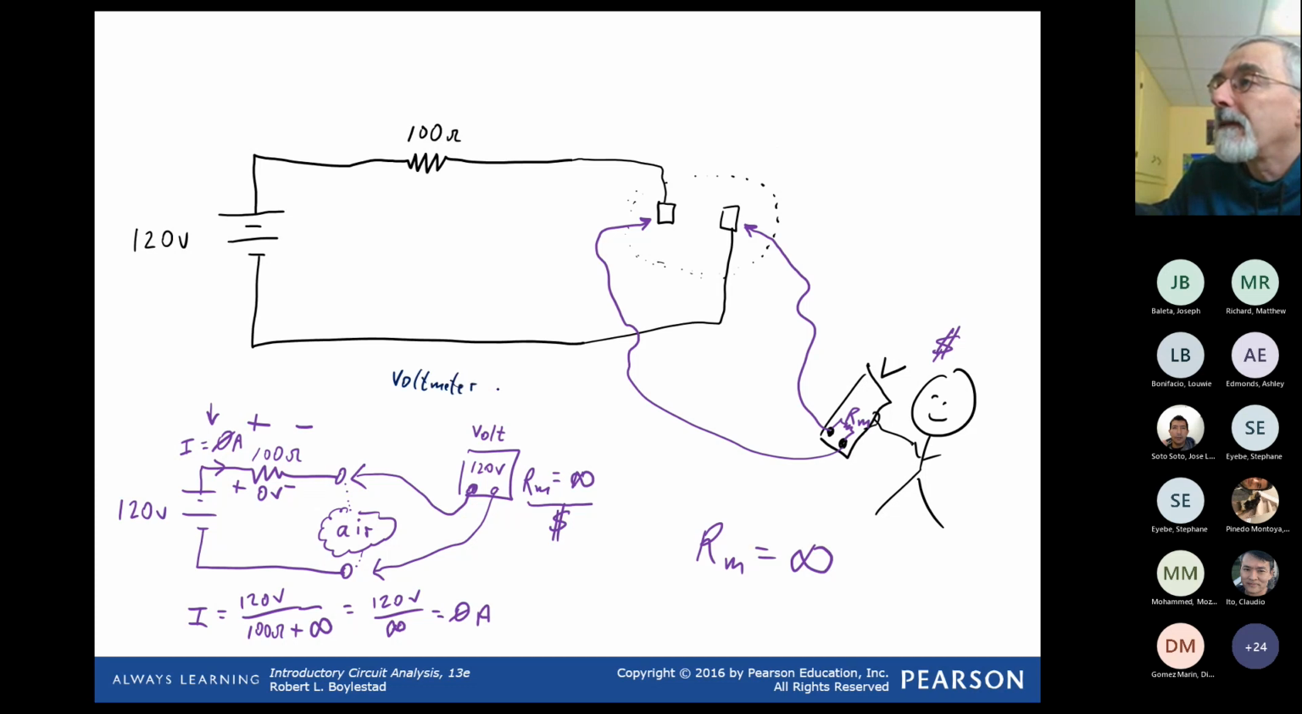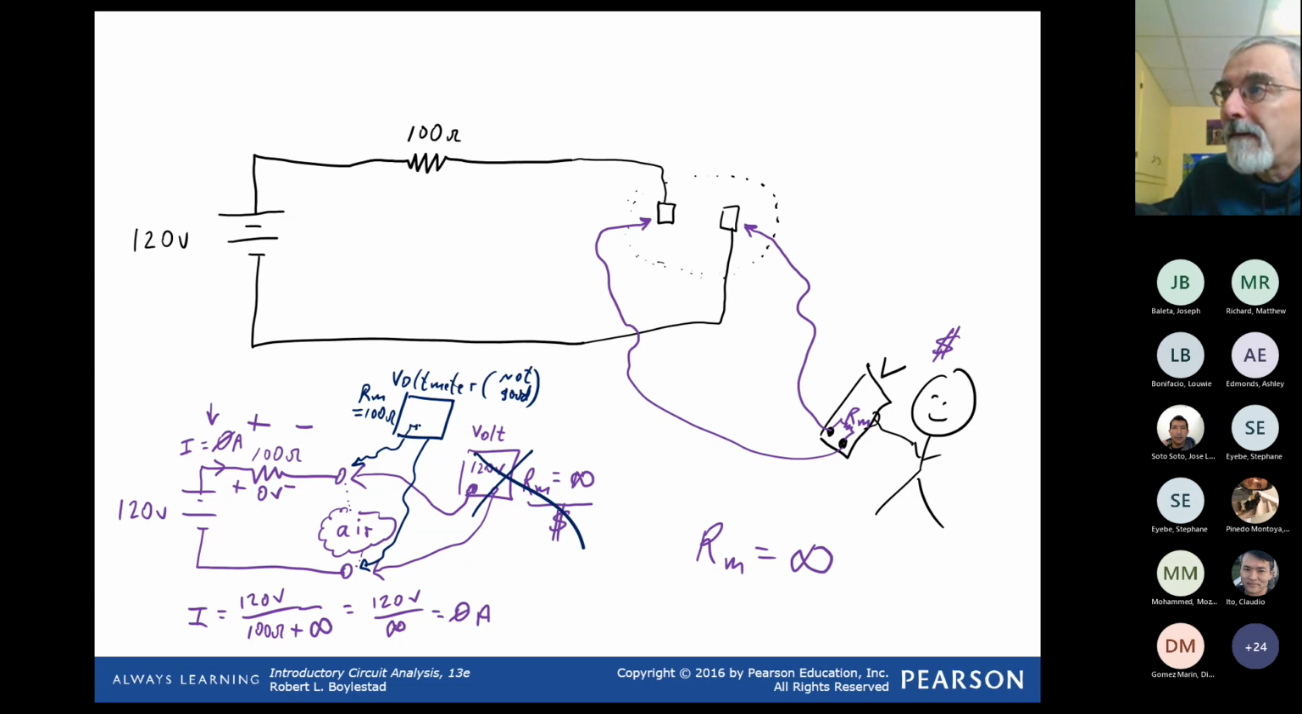Voltmeter not good. So if we decide to use a cheaper voltmeter and hook it up over here, and maybe this really cheap voltmeter has an internal resistance of 100 ohms. But we remove this one. We put a voltmeter of 100 ohms.